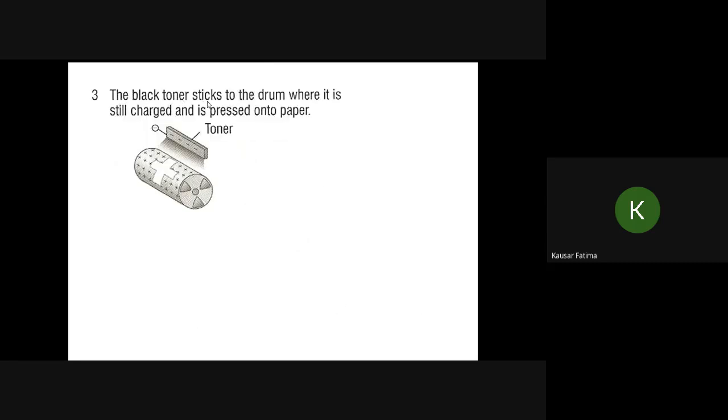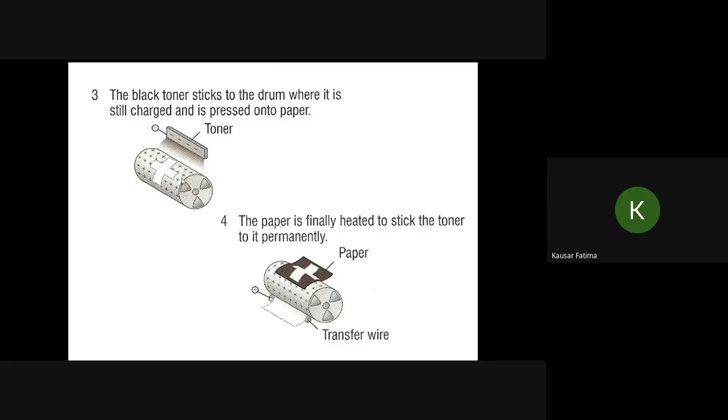The black toner now sticks onto the drum. Black toner must be oppositely charged. So this toner will sprinkle that ink on the paper. So where will ink stick? Where there is a positive charge. It means negatively charged toner will spray this ink onto the drum and ink will stick on those areas which have charge on it. Okay, because they won't be attracted towards this region. They will be attracted towards the charged region.